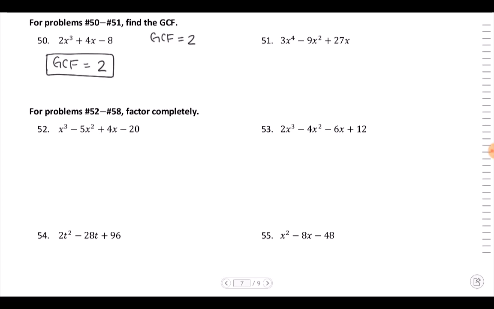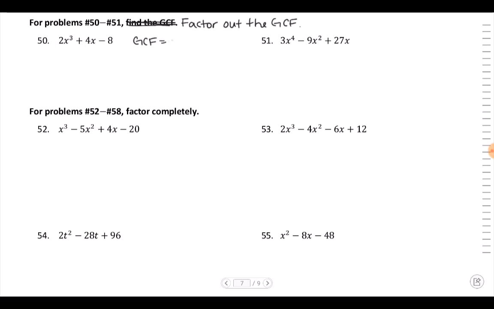Oh, it says find the greatest common factor, but I'm looking at the answer key and they have it factored out. So I'm thinking the instructions are supposed to say factor out the GCF. So maybe we'll change this to say factor out the GCF. I'll fix that. Okay, so we're going to take, let me go ahead and put this back then, GCF 2.